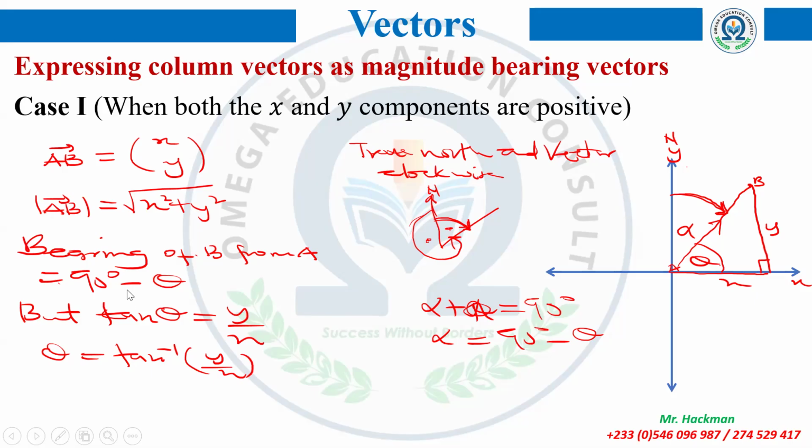So if your vector lies in the first quadrant, that is when the x component and the y component of the vector are positive, your bearing angle will be given by 90 degrees minus theta. Take note of that. Is my point well made? Yes, please. Now let's look at this, because your vector can also be in the other quadrants. So we now know the first quadrant. Let's go and look at the other quadrants and see how to find the bearing.